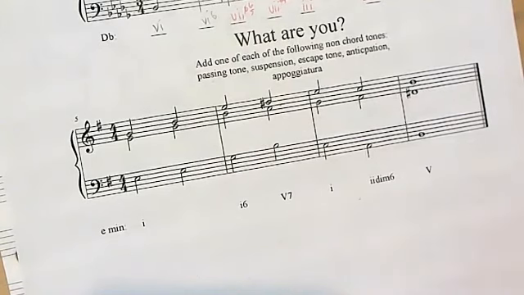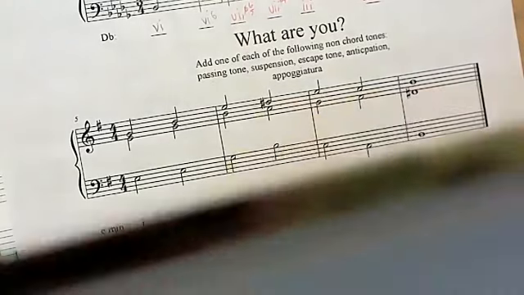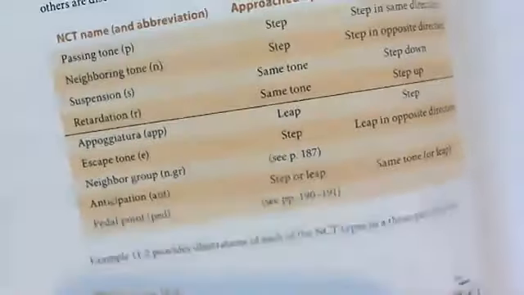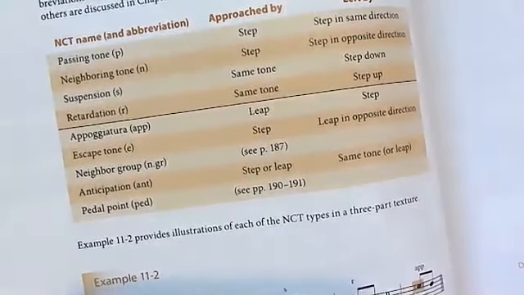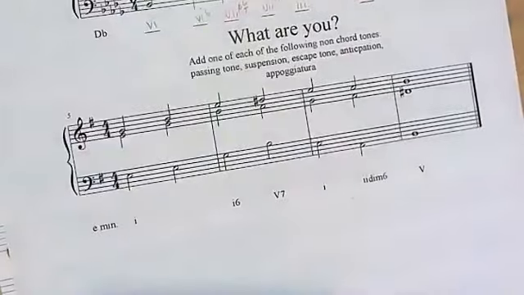And then finally the appoggiatura, you're going to skip into it and step out of it. I'm going to just show you where that table is again. It's in non-chord tones, chapter 11, and it's that first summary table right there. So if you need to, you can do that. Look at those. But I'm just going to go through this now.